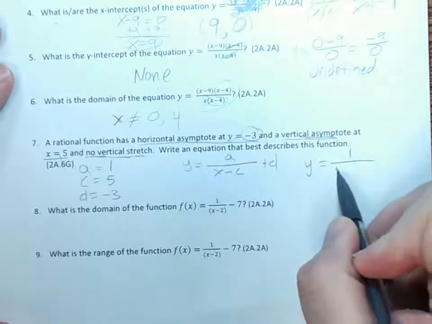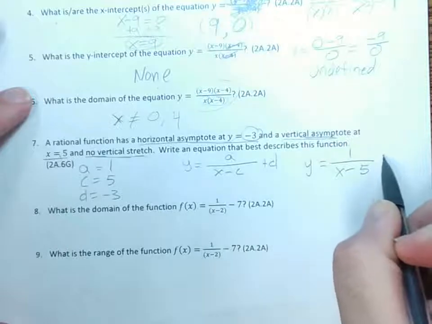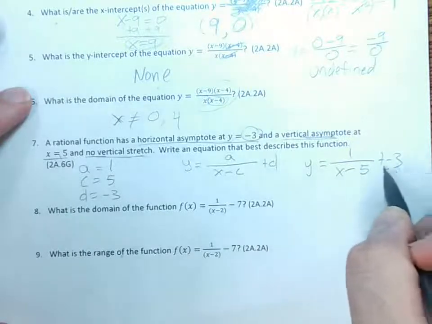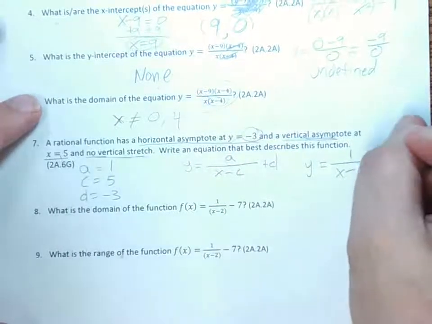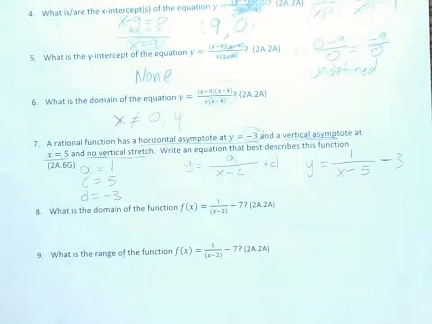My a is 1. I've got x minus c. c is 5. And then it's plus -3. -3 is my d. If you want to, you can write plus -3, or you can just write -3. That's fine as well.